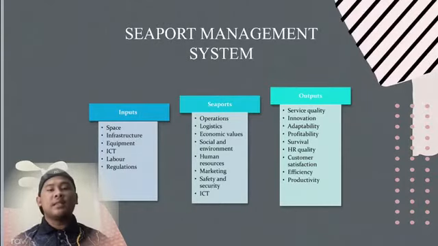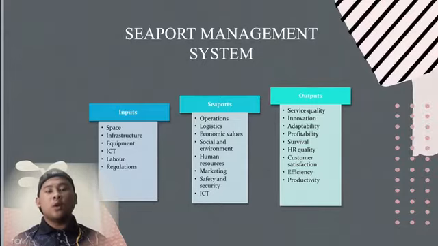Next is Seaport Management System. As we can see, Seaport Management System includes these 3: inputs, seaports and also outputs. Seaport Management System in Port of Singapore is well managed, where its inputs, which are the infrastructure of the port, equipment at the port, the labor and the regulations, are complete. Port of Singapore is located at a strategic place that is very close to the city and the entertainment center, where the ship workers can spend their time during berthing.